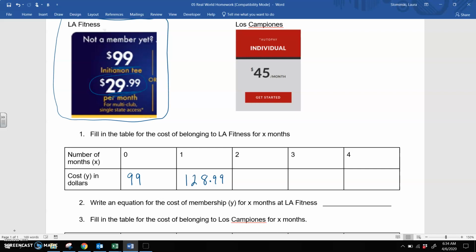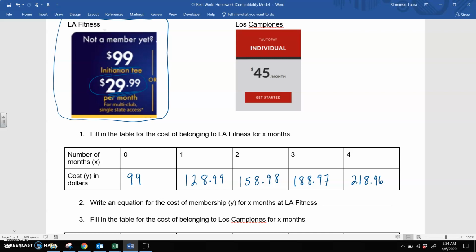So if I add $29.99 to that, I get $158.98. Add it again, I get $188.97. Add it again, I get $218.96. So that's building a table, but we also want to be able to write equations.